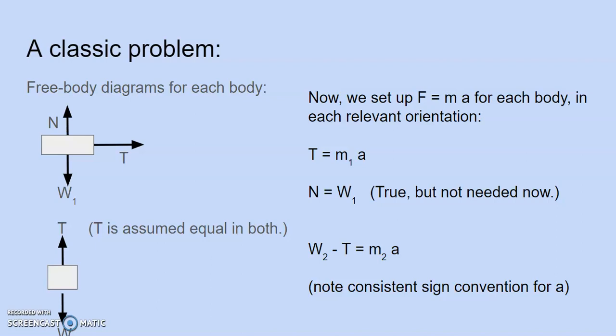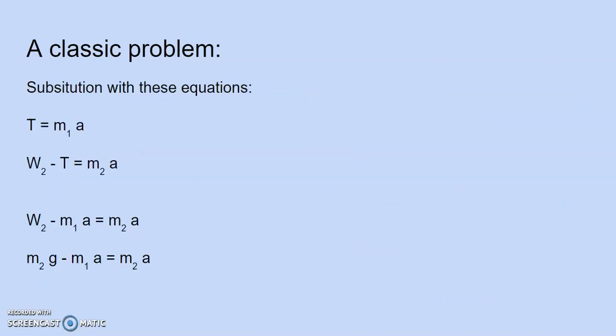Notice also that I don't have friction with the car, but if there was friction, it would act horizontally opposite the tension pulling to the right. Also note that I have consistent use of positive sign convention for the acceleration. Now, if you solve that, you can add the two equations together, do a little bit of algebra. T equals m1a and W2 minus T equals m2a.